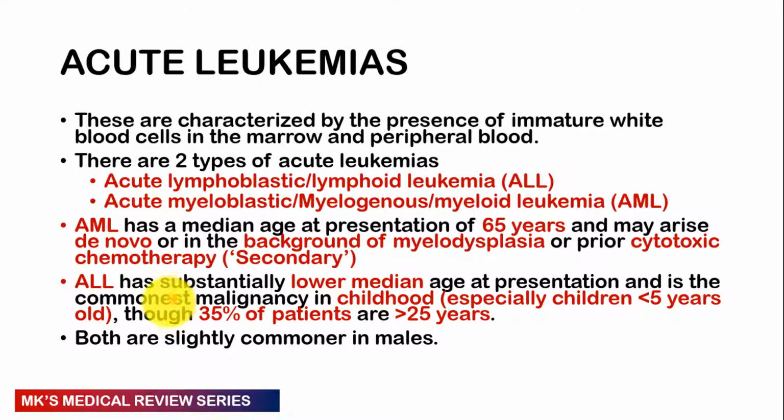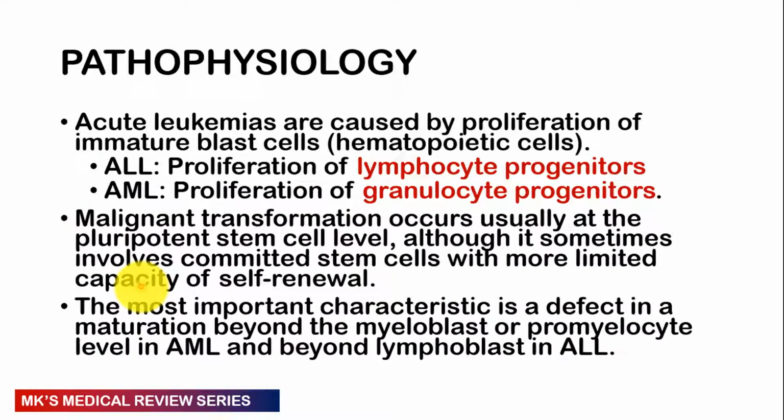Then of course you have the acute lymphoblastic leukemias, which has a lower median age. It presents in much younger children, especially in children that are less than 5. Remember that this is the most common cause of malignancy in children, and about 35% are actually above the age of 25. And both the acute myeloid and acute lymphoid have a slight predilection to occur in males than in females.